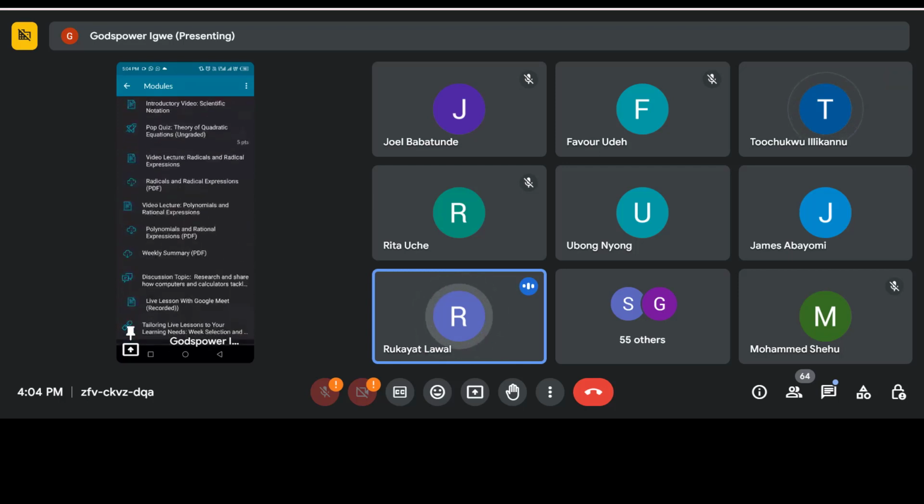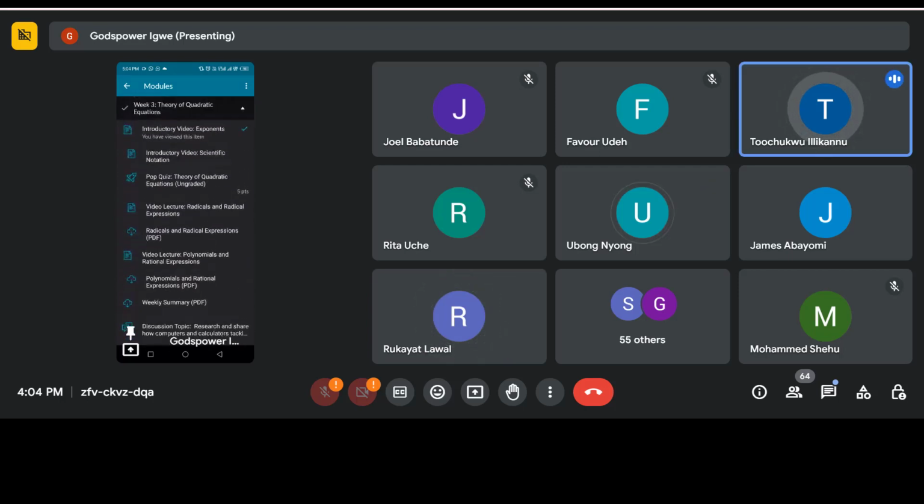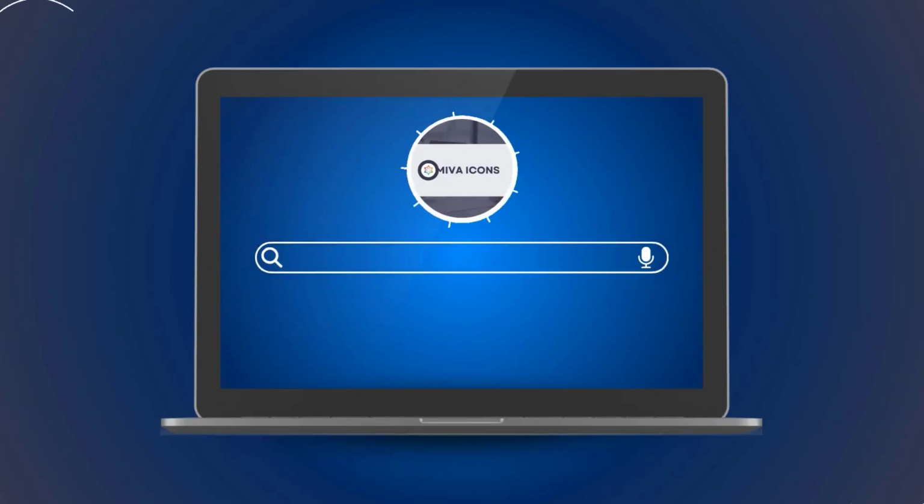Almost 5 o'clock, we go finish for that center. Now God go save person.